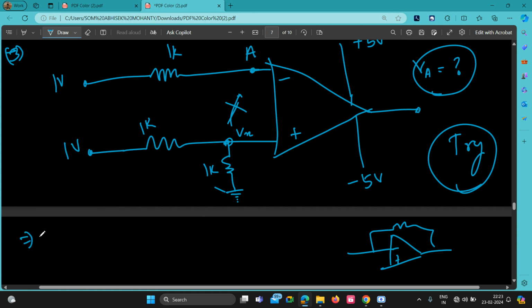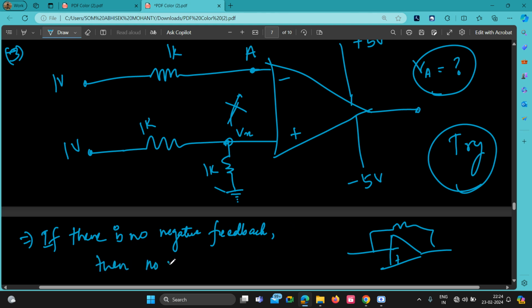So just write one point. If there is no negative feedback, then no virtual ground concept will be there. No negative feedback, no virtual ground concept. So this won't be reflected here, and we just have to deal with it.